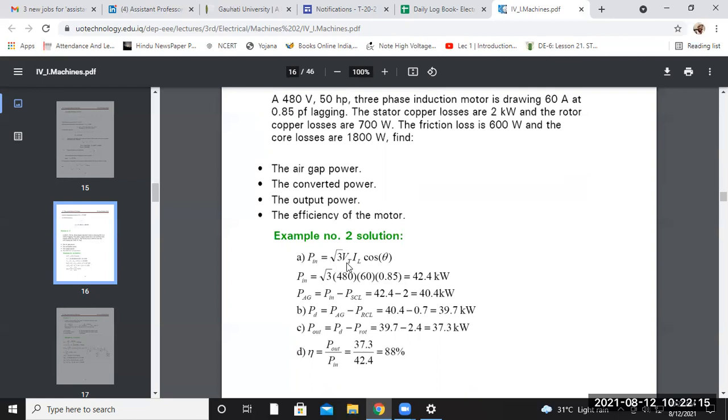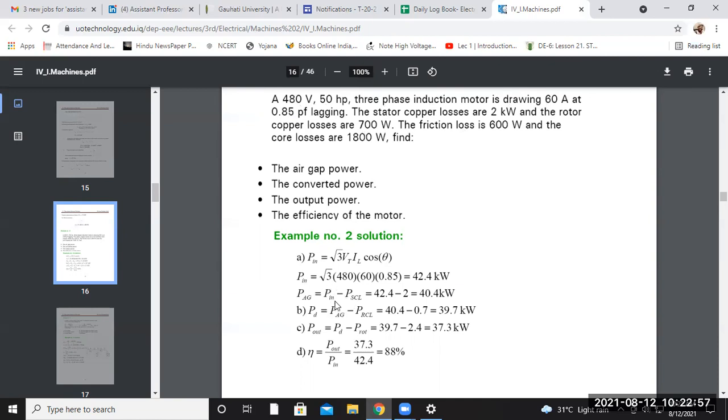Input power has the value root 3 into VT IL cos theta. VT is the supply voltage, 480 volt. IL is the current, 60 ampere. Cos theta is the power factor, given as 0.85. Put in these values and you will get the input power. As no star or delta connection is given, you don't have to convert line voltage to phase voltage or line current to phase current. Just put in the values and you will get the input power as 42.4 kilowatt.